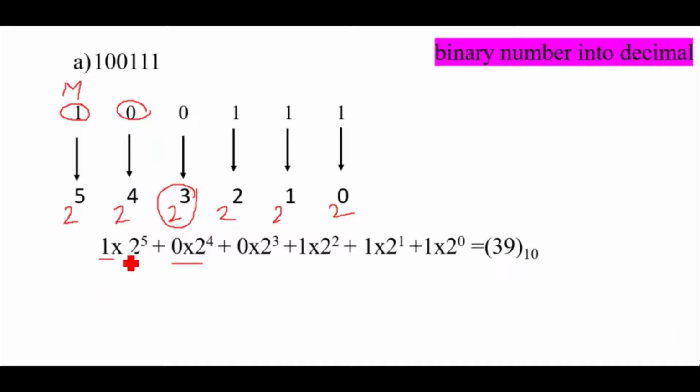1 multiplied with 2 to the power 5 will give you 32. This is multiplied with 0, so it will be a 0 value. This is also multiplied with 0, so this will be a 0 value. 2 to the power 2 will give you 4, 2 to the power 1 will give you 2 and 2 to the power 0 will give you 1. So when we add 32 plus 4 plus 2 plus 1, you will get 39.